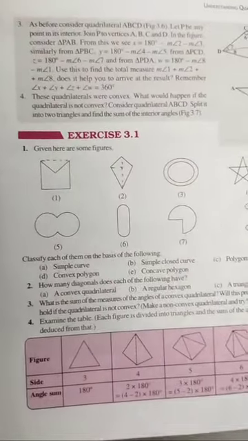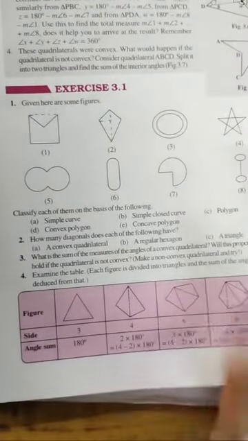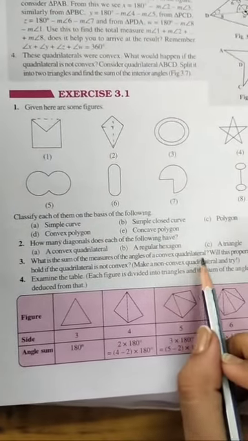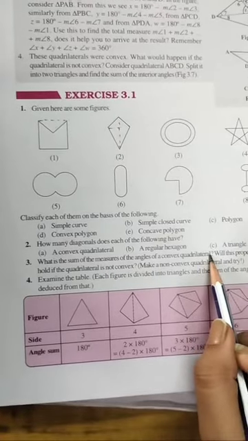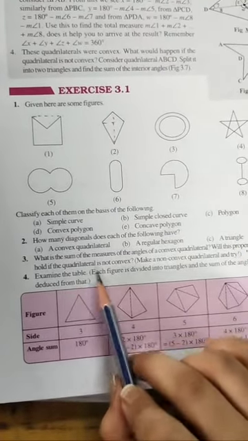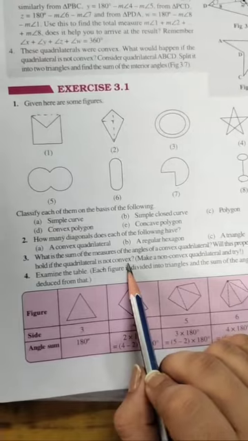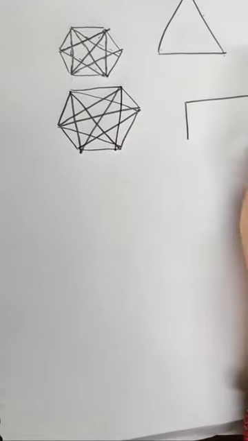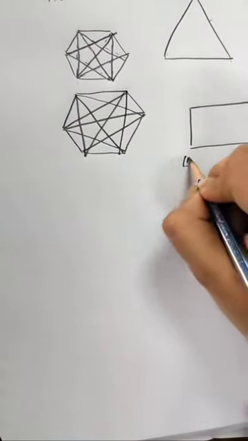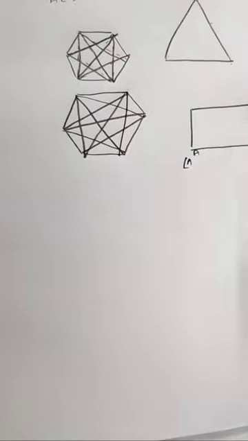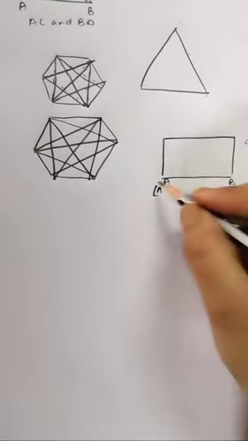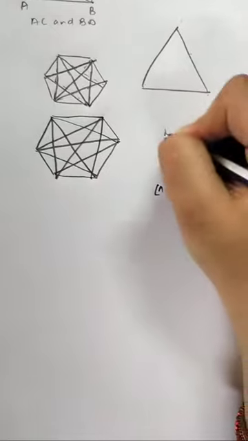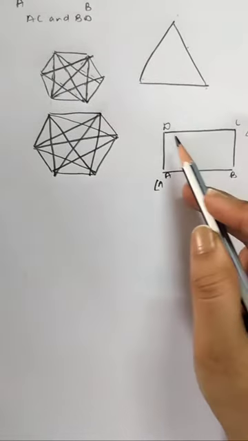Third question is: examine what is the sum of the measures of the angles of a convex quadrilateral. Will this property hold if the quadrilateral is not convex? So as you know, for a convex quadrilateral, if this is A, this is B, this is C and this is D, this is our convex quadrilateral.